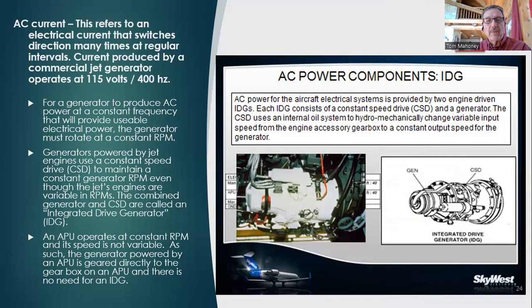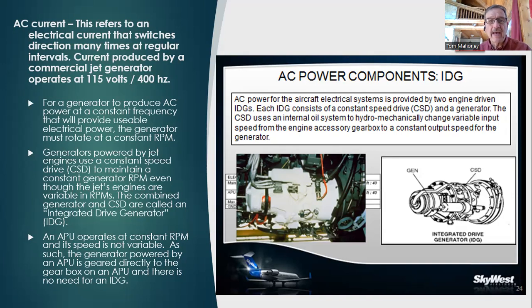Okay, AC current refers to an electrical current that switches directions many times at regular intervals. That's important. So we generally want to have generators producing AC current for us. Current produced by a commercial jet airliner operates at 115 volts at 400 cycles. Now that's going to be an important set of numbers you're going to need to remember from here on out in your career. In the airline industry, 115 volts, 400 cycles is pretty standard.